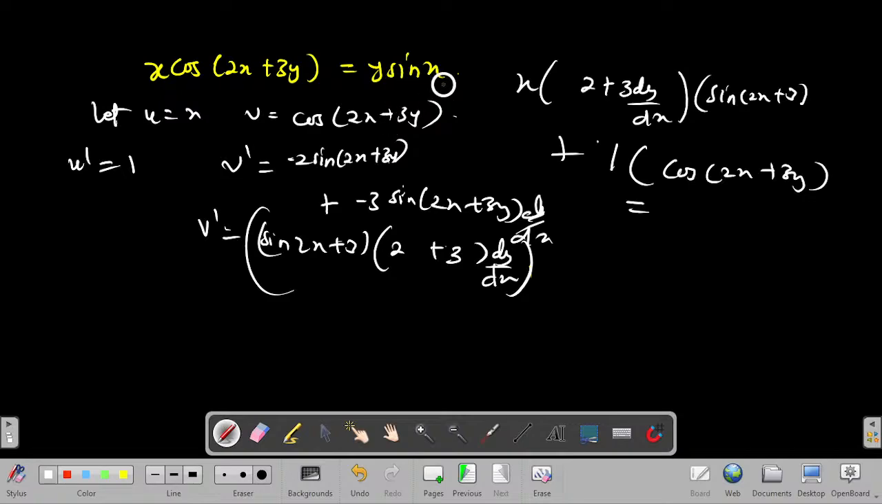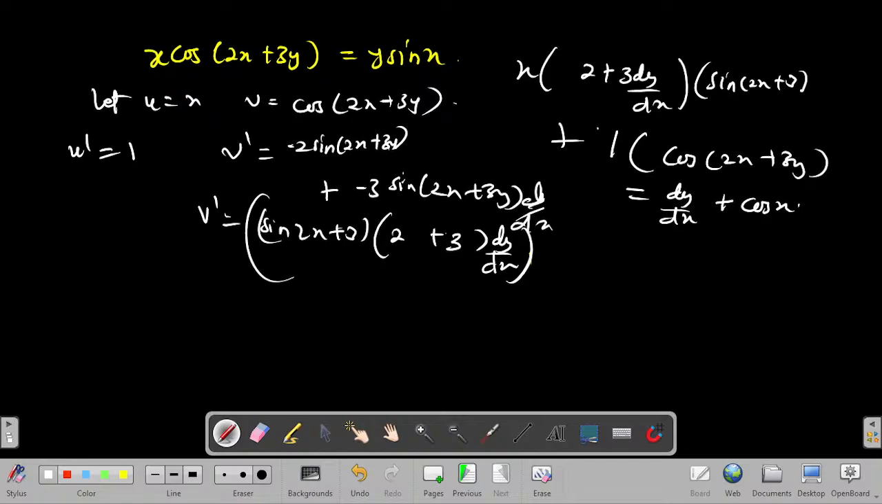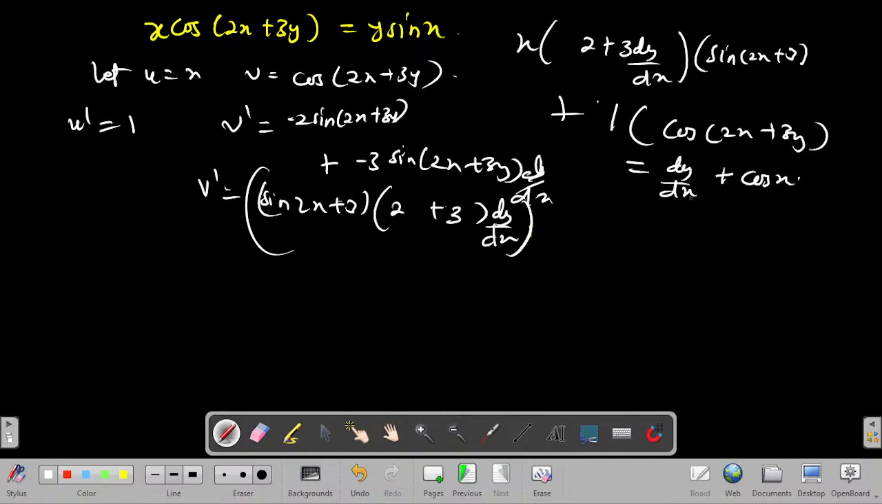On the right hand side I have y sine x. For y sine x, what I get is simply the dy dx times sine x, then plus y cos x. So I have this nicely done here. Then make dy dx the subject.